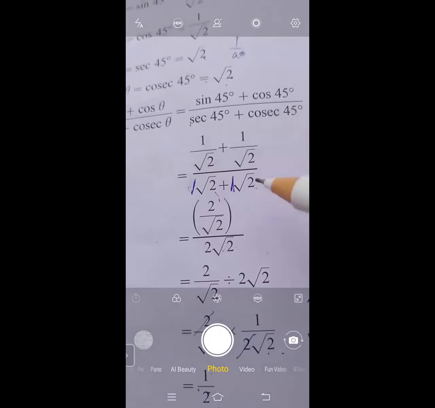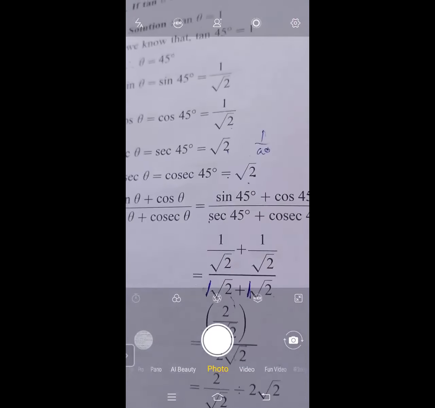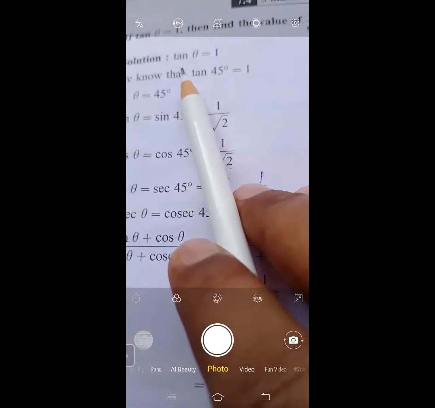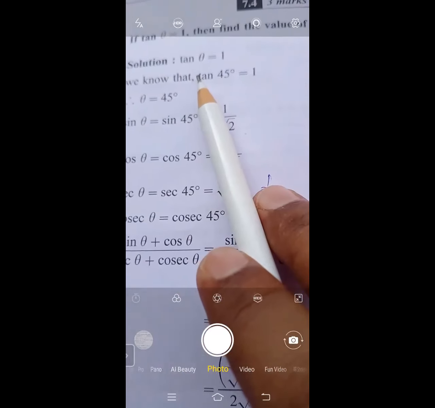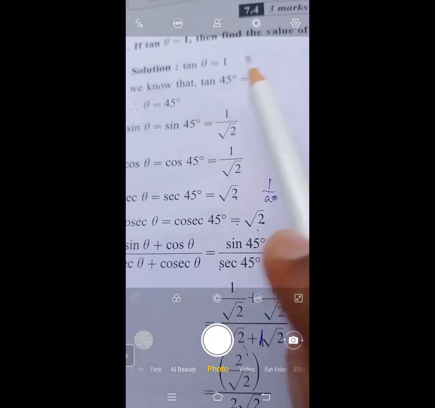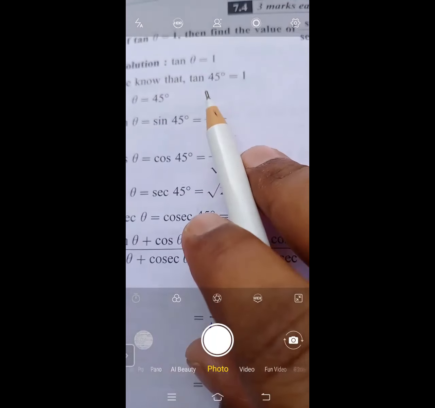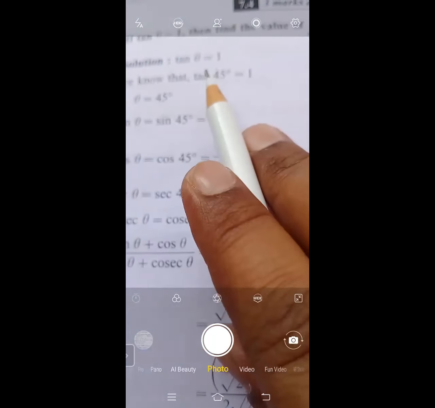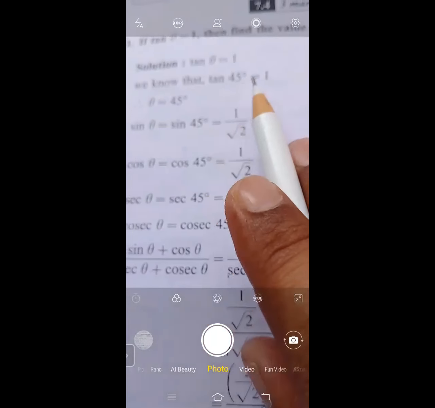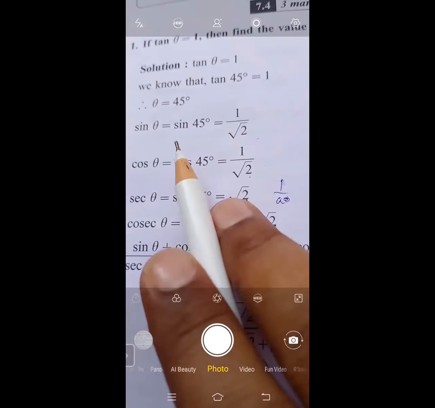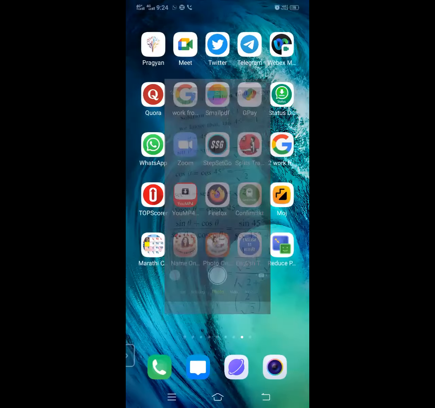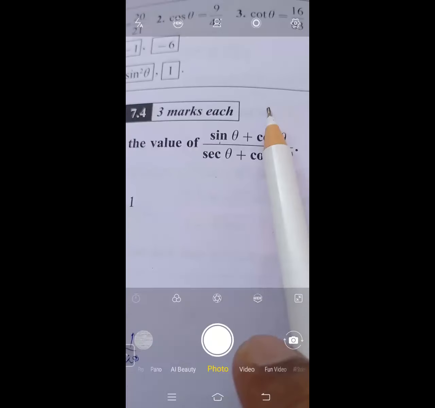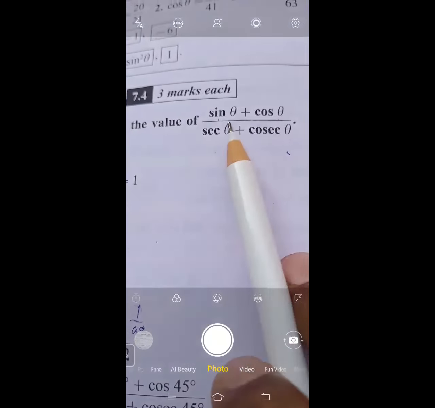We will go through this sum once again. It is lengthy, but it is easy to solve. We are given that tan theta equals 1. So we had a look in the table, and we got tan 45 degrees equals 1. Okay, so theta we got is 45. We replace this theta in all the required trigonometric ratios, which were sine, cos, sec, cosec.